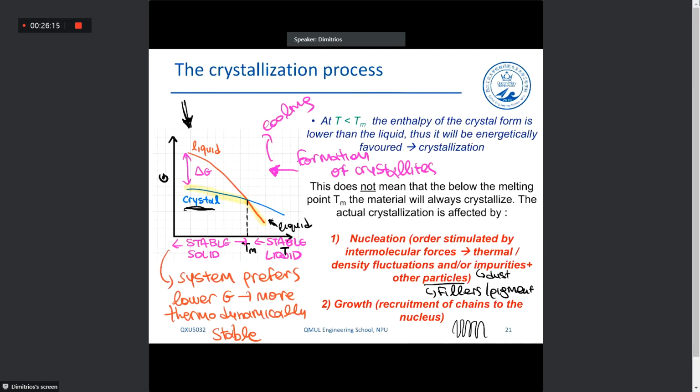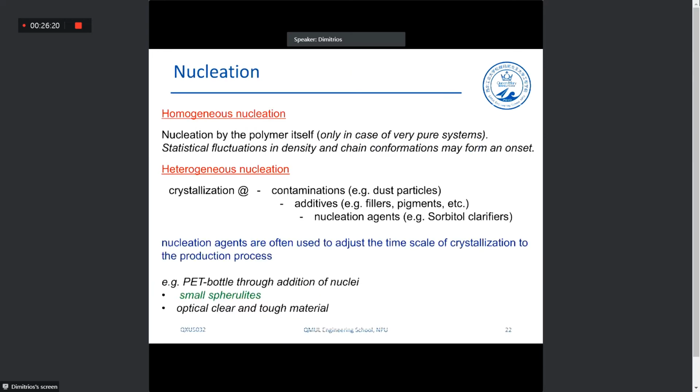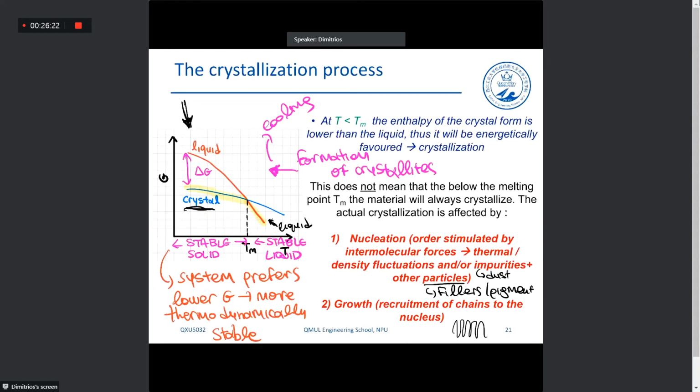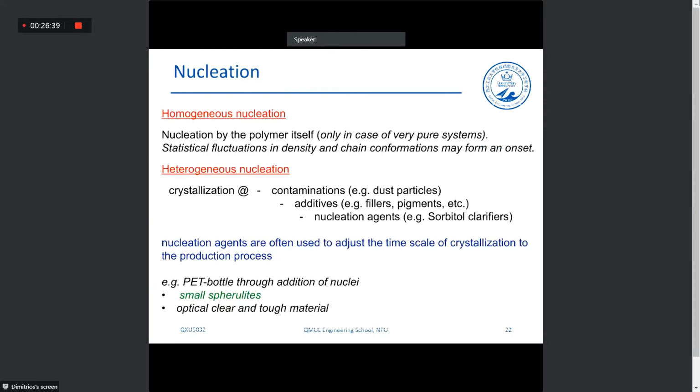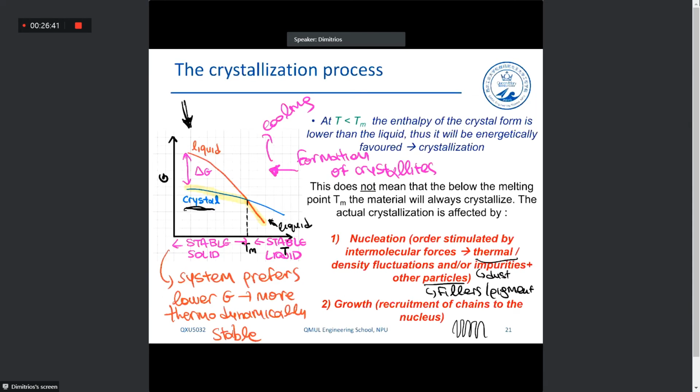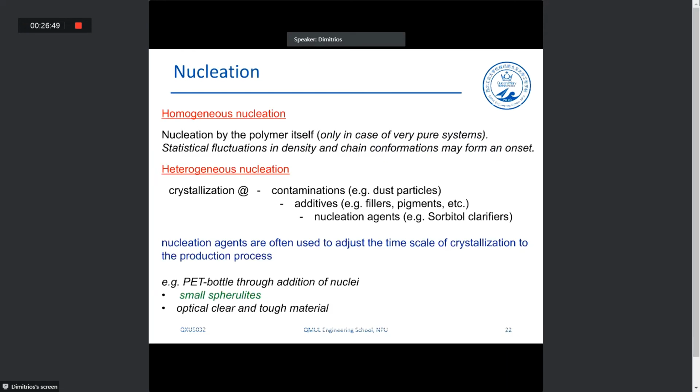So let's talk about the two phases of crystallization, nucleation and growth, okay? So we said here that nucleation is stimulated by intermolecular forces. So when we have intermolecular forces between the chains, we have this certain arrangement of the chain during cooling from the melt, and that takes place at thermal or density fluctuation or impurities and other particles. And that separates nucleation into two types of nucleation, okay?